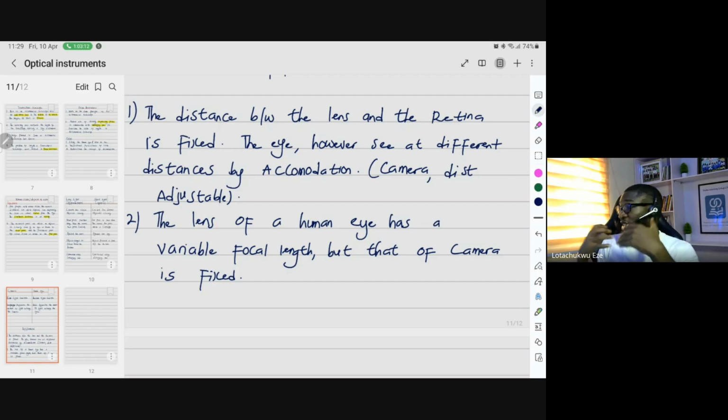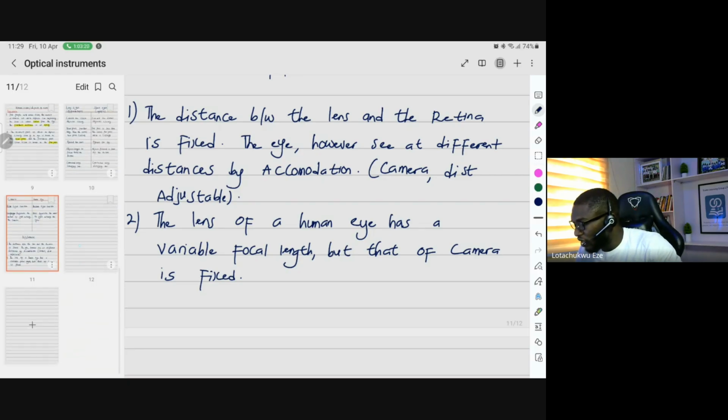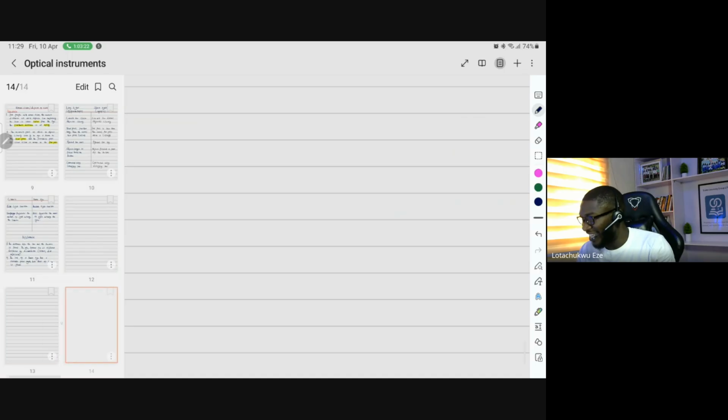Then the eye is natural, sorry, the eye is God-made, while the camera is man-made. I think it's time to get our hands dirty with questions.